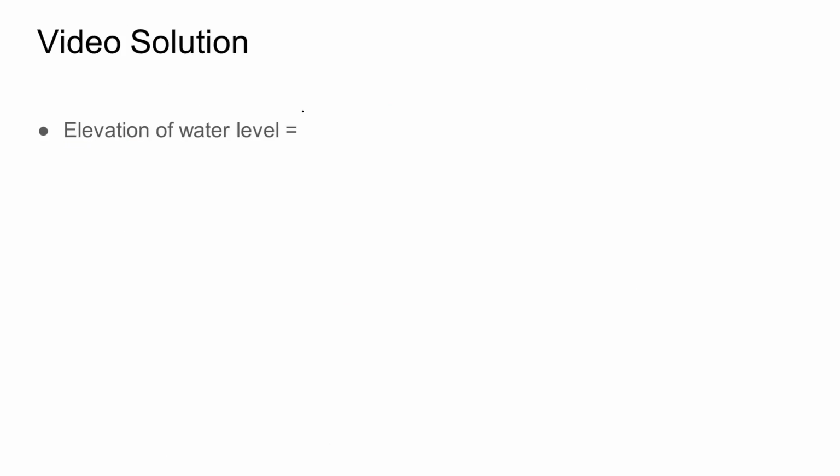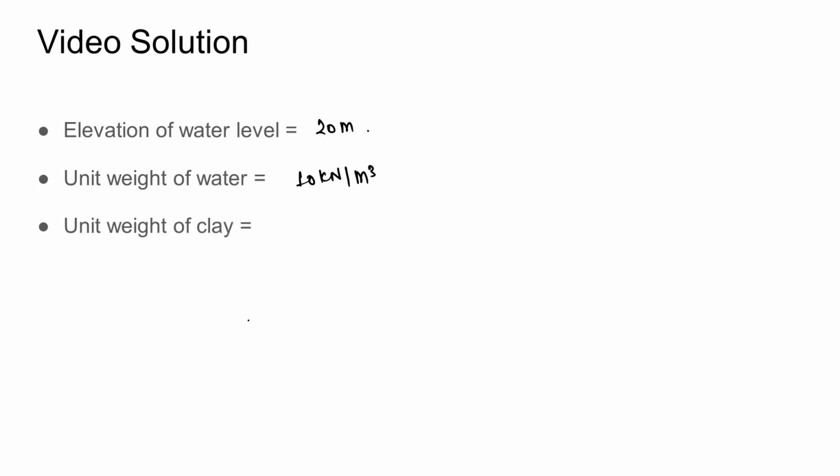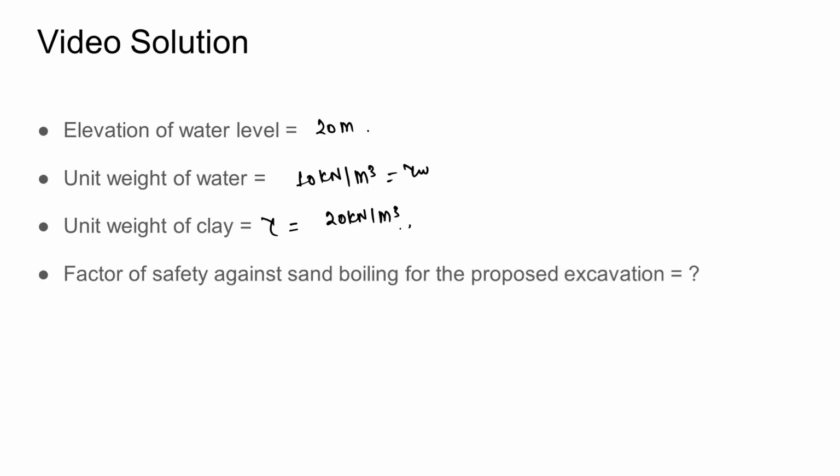Now coming to the video solution, the elevation of water level given is 20 meter. Unit weight of water, gamma W, is 10 kilonewton per meter cube, and the unit weight of clay, gamma, is given as 20 kilonewton per meter cube. Now we have to find the factor of safety against sand boiling for the proposed excavation.